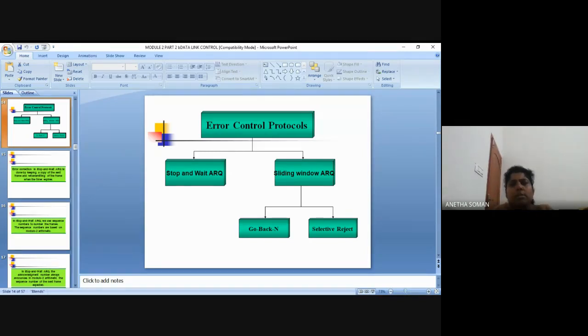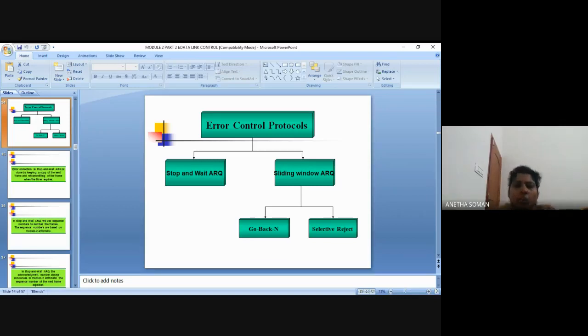Now, how does stop and wait ARQ work? Stop and wait ARQ is the first error control protocol, and it is the simplest protocol also. What is extra here is that you have already studied stop and wait in flow control. So you are adding an ARQ mechanism to the flow control protocol. Now, how does this protocol detect and correct errors? That is what you are going to see.